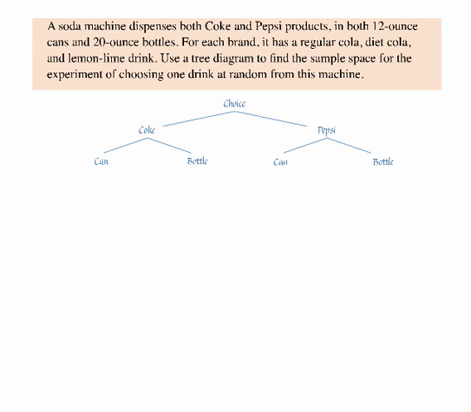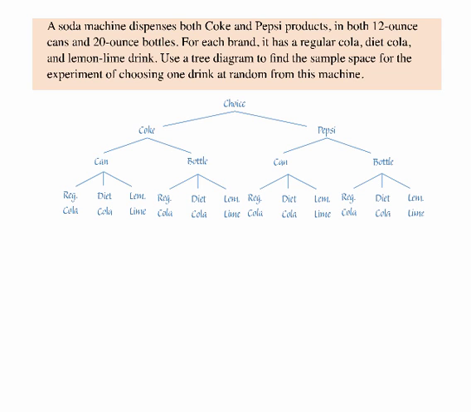Now let's look at, suppose we get a Coke and it's a can. Well, there are three different varieties here. There's a regular cola, there's a diet cola, and there's a lemon lime drink. And that remains the same for all of the other four things that live at this second level. If you have a Coke product in a bottle, it could also be either a regular cola, a diet cola, or a lemon lime. Same is true for if you have a Pepsi product that comes in a can, and if you have a Pepsi product that comes in a bottle.